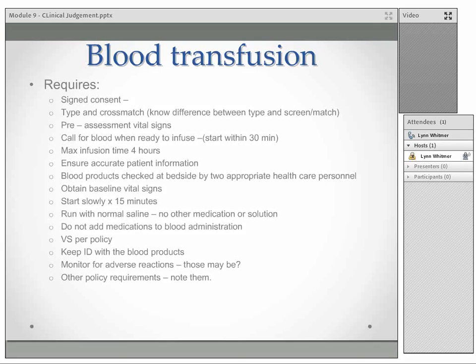You have to keep the blood product's ID information with the bag. Keep the bag. It has to be kept for, I think it is an hour or so after transfusion, to ensure that if there are any adverse reactions, you will be able to note the lot number, the dates, and where it came from. You have to monitor for some adverse reactions. And I would like you to be able to tell me what those adverse reactions might be to a blood transfusion.